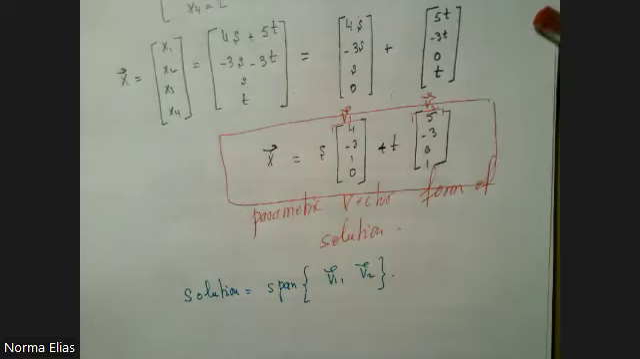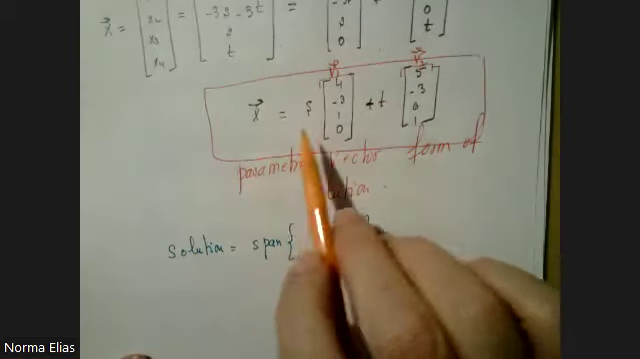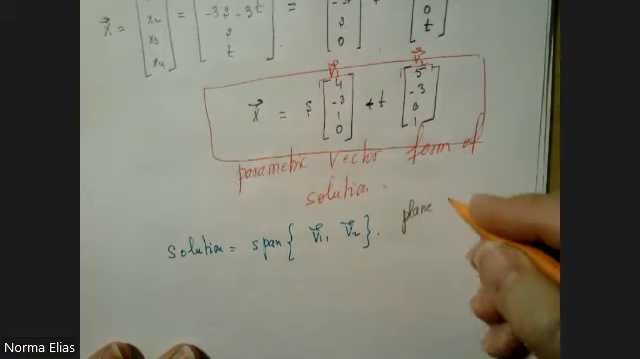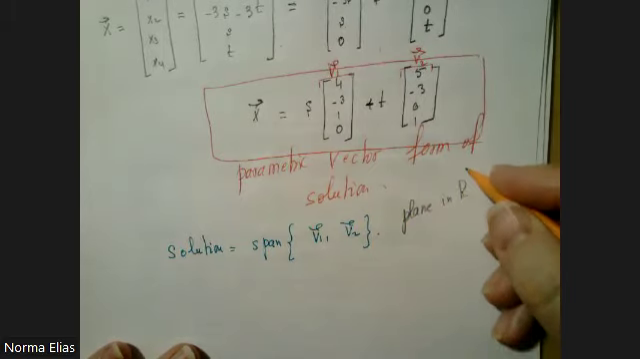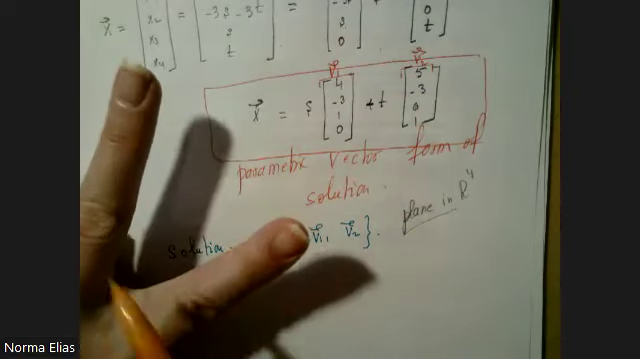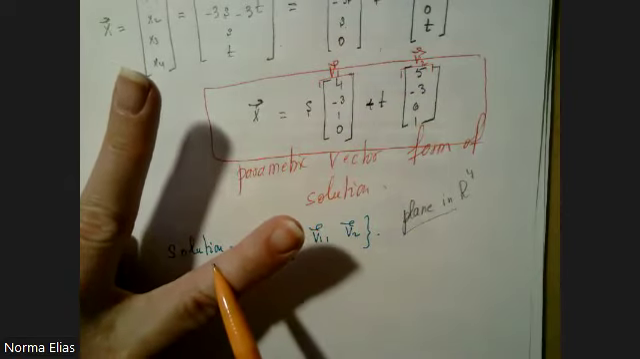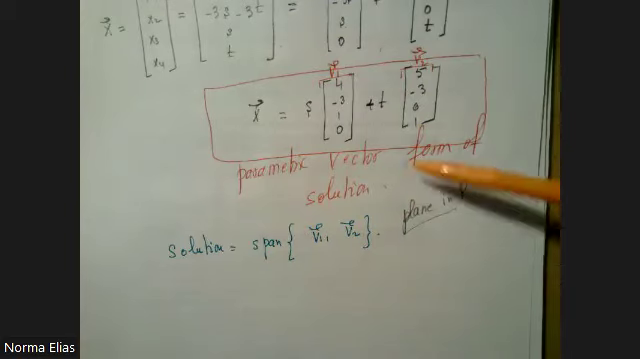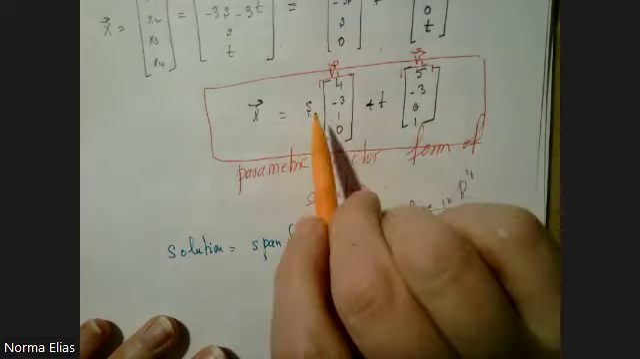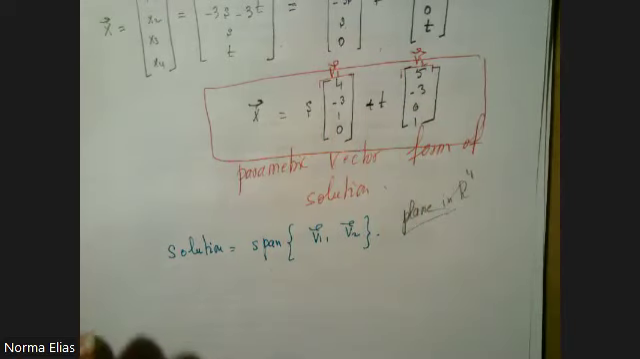And sometimes people say that this span is a plane. We don't use this language in this course, but sometimes they say this is a plane in R4, because we have 4 components. The reason they use the word plane is that it takes two vectors to span a plane in R3. So sometimes they generalize and call this a plane in R4 because the solution is a combination of two vectors. Any questions as I move on, please.